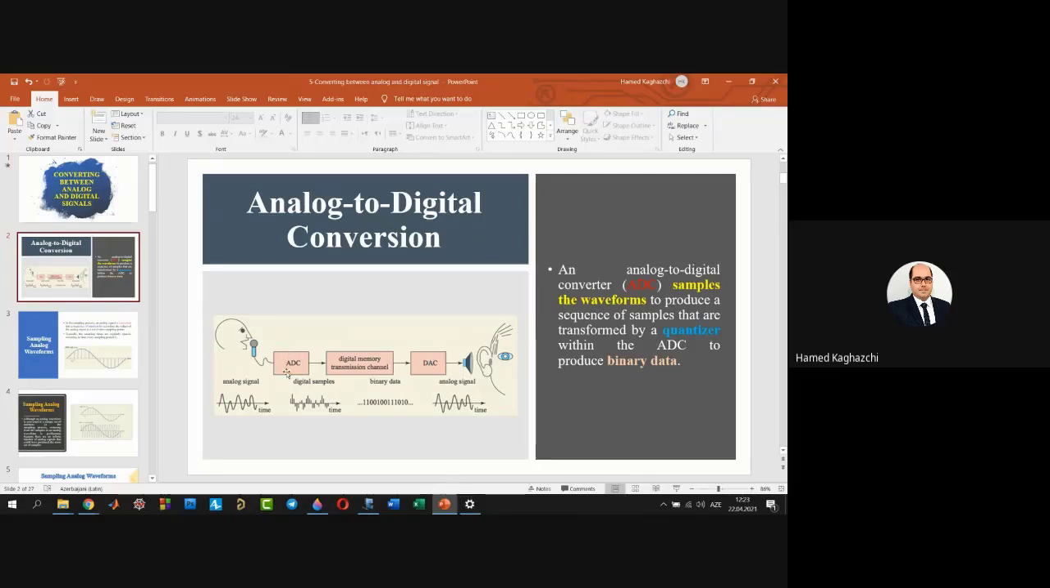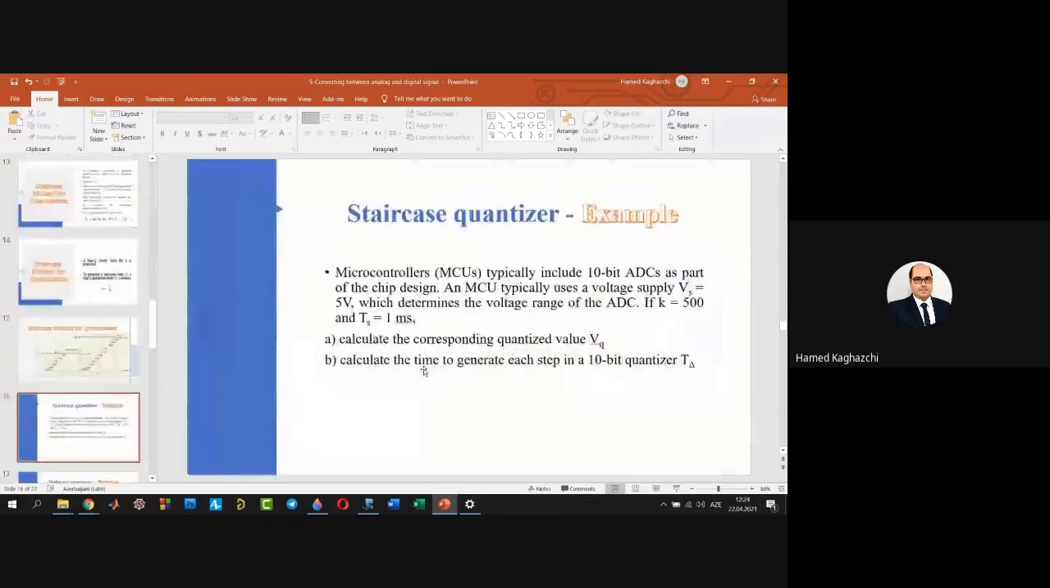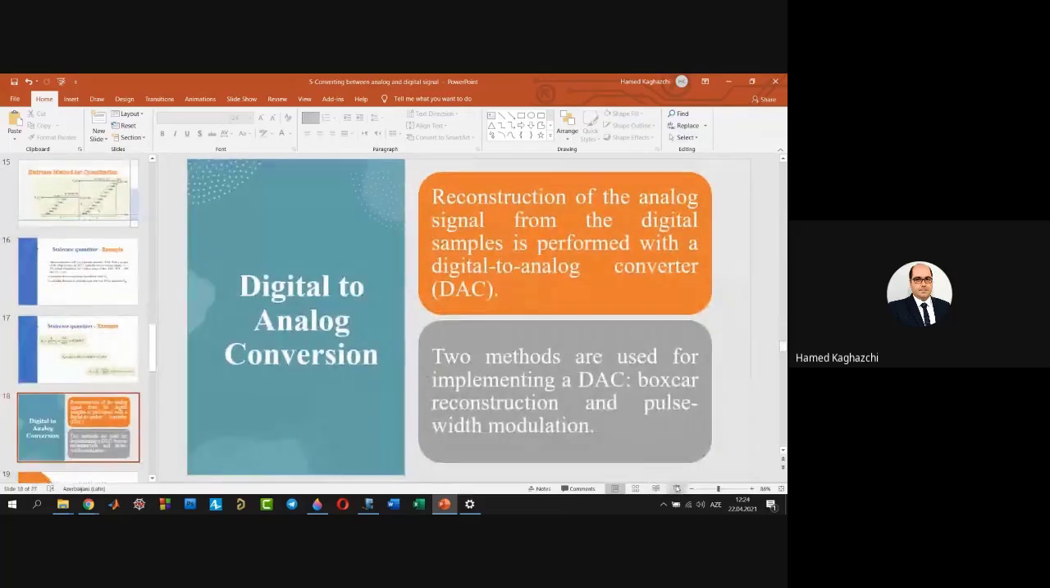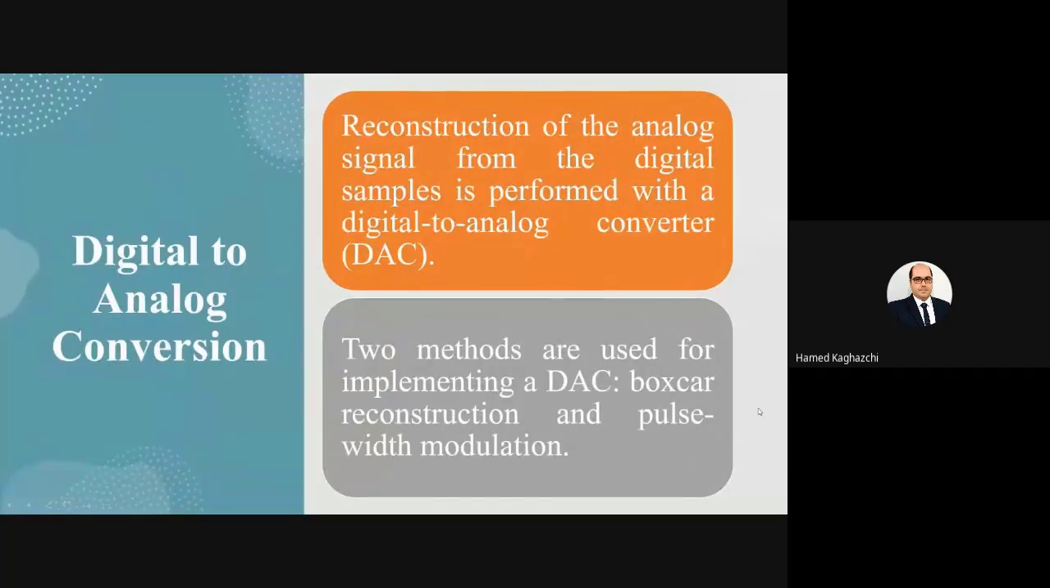Okay, now we learned how we can convert A to D. Now we want to learn how we can convert digital to analog. For this, we say that we have two methods for converting digital to analog. The first method is boxcar reconstruction, and the second method is pulse width modulation.